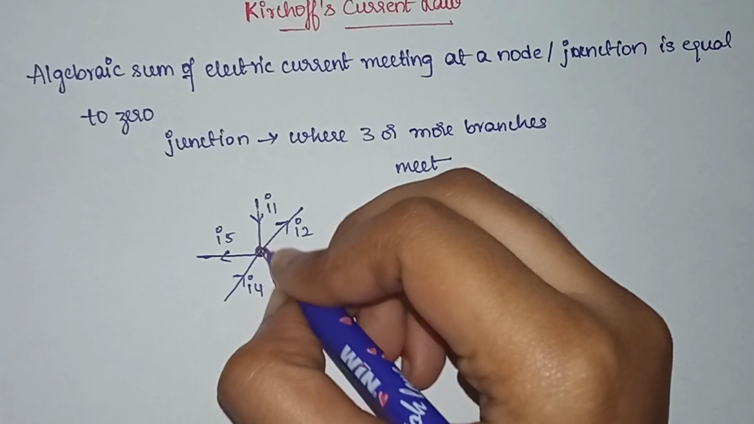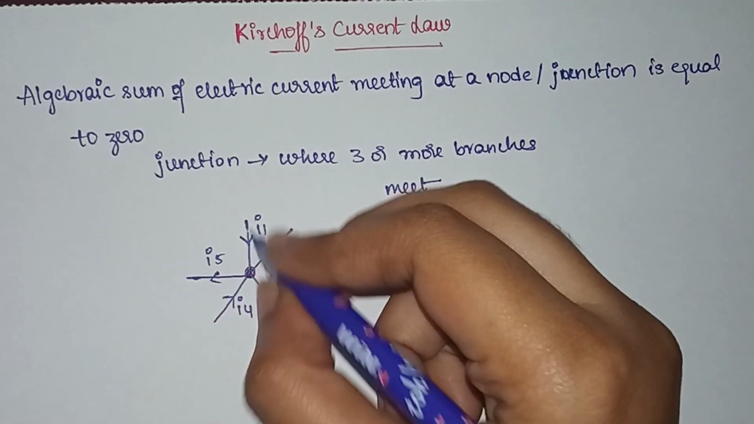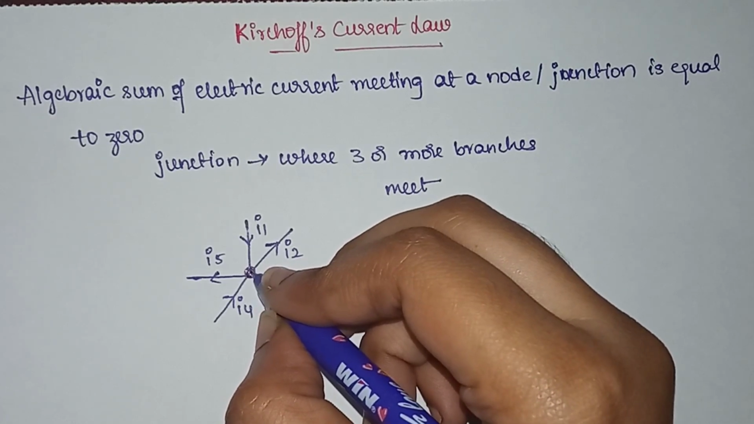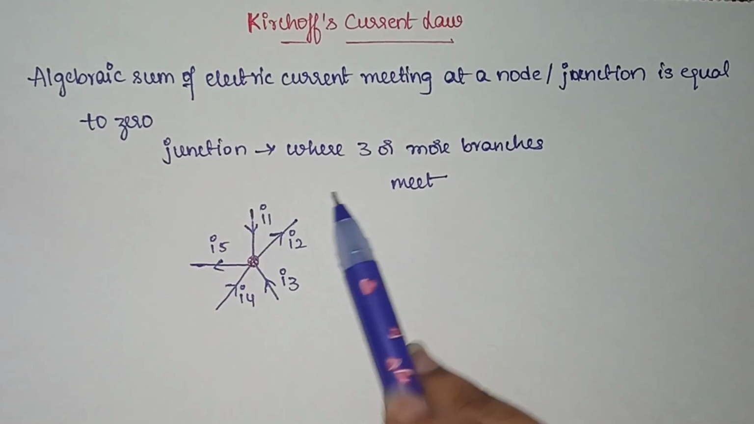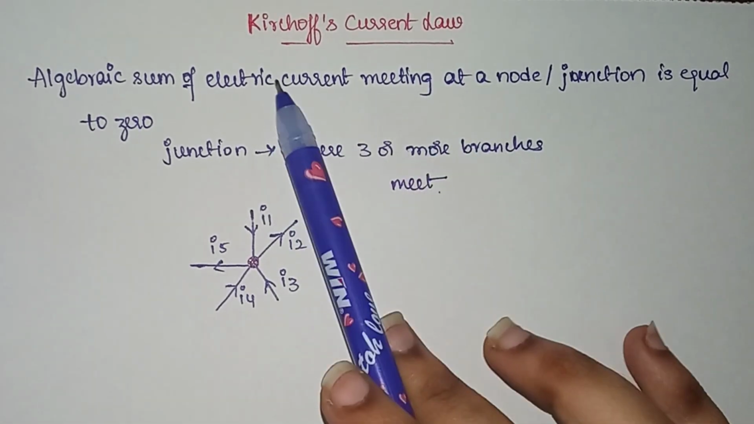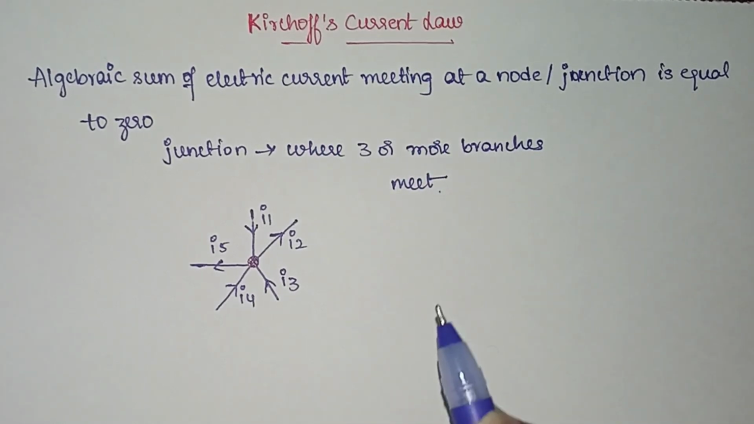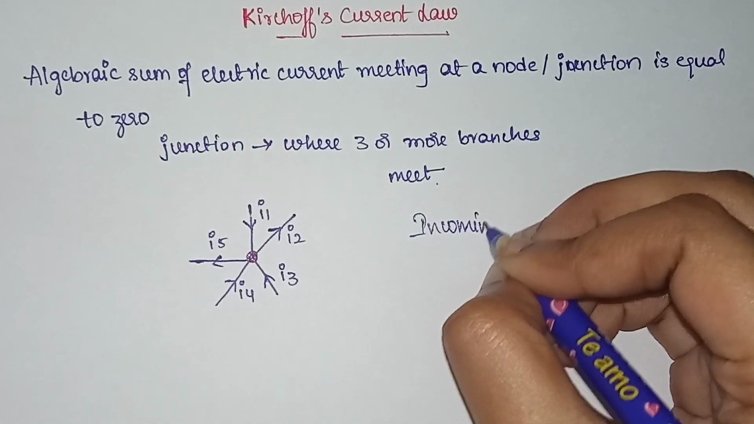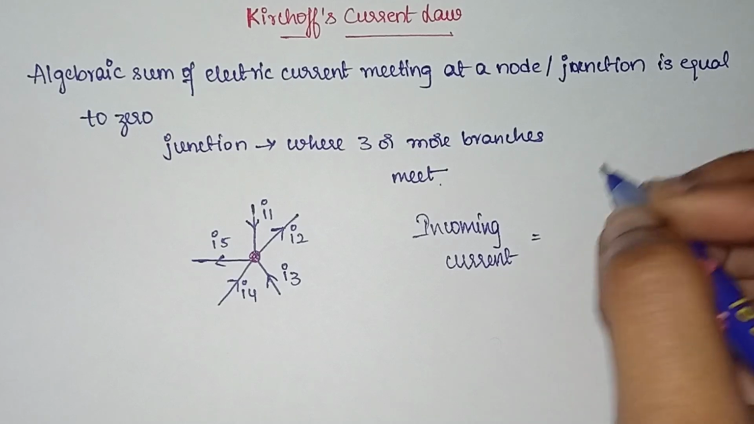See, this is a branch, this is a branch, this is a branch, this is a branch, and this is a branch. All of them are meeting at the same point. That particular point is called a junction, where three or more branches meet, and the algebraic sum should be equal to 0, or else we can also say that the number of incoming currents should be equal to the number of outgoing currents.